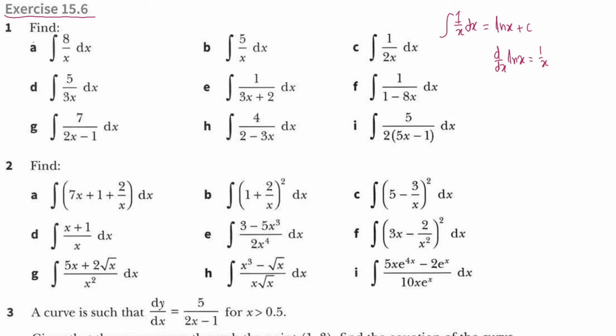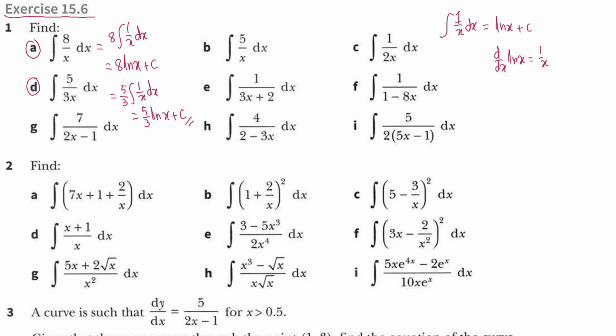So we can write the first question. If we see 1a, it is written 8 by x, so we can write 8 then 1 by x dx, with 8 as a constant, then it will be 8 ln x. So this is our answer, plus c. Say question number D from here, it gives us 5 by 3 as a constant, then 1 by x, then dx. So this is 5 by 3 ln x plus c is our answer of this question.